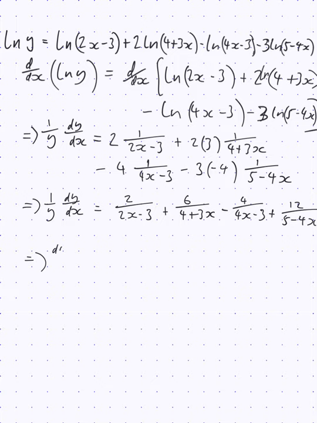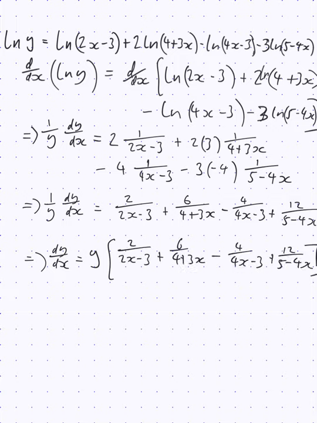And finally, we can multiply both sides by y to get dy dx equals y times all of that. Now in this case, we do actually know what y is as a function of x. So as a last step, you could substitute back in y as a function of x and get dy dx explicitly as a function of x at the end. I'm not going to do it here. I'm not going to ask you to do it in tests and stuff, just because we know that y is explicitly a function of x, so we don't need to write it down. So there's your final answer.